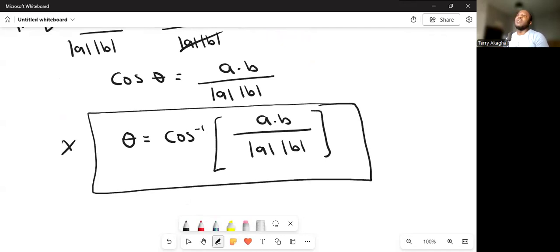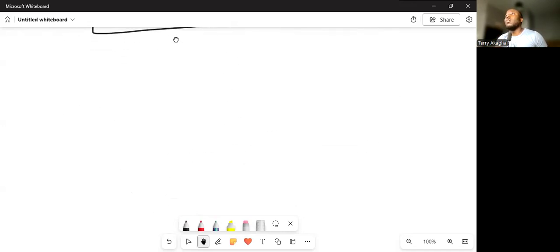Sometimes in exams or in the textbook, you might need to use this to find the angle. All right, so we've spoken about that and sorted that out. So we have four formulas to keep in mind. Now let's go and solve some questions.